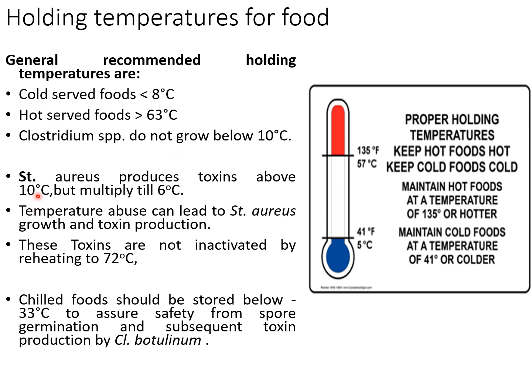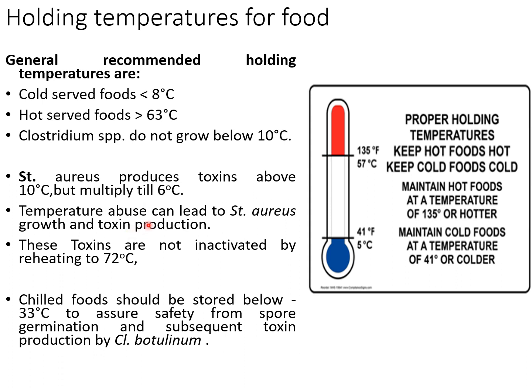Here you see that Clostridium species do not grow below 10 degrees. We have Staphylococcus aureus that can produce toxins above 10 degrees centigrade, but this particular organism can multiply even at 6 degrees centigrade. So if there is any temperature abuse, that means you are leaving it at 10, trying to cool it to 6, again getting back to 10, that is temperature abuse. This can lead to Staphylococcus aureus growth and even toxin production.